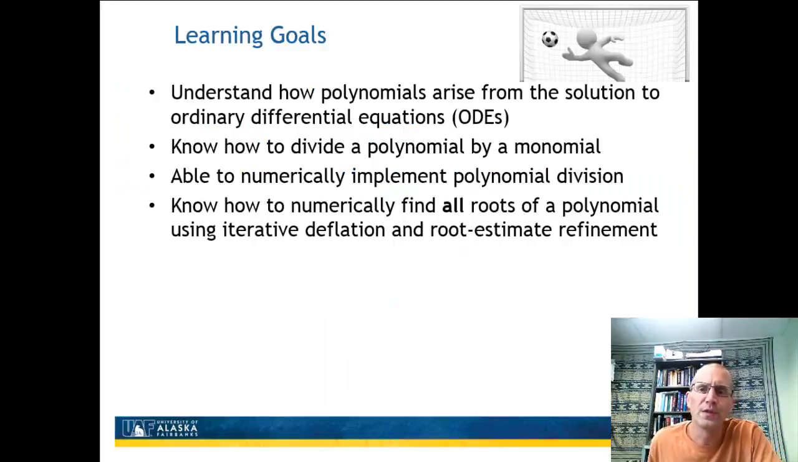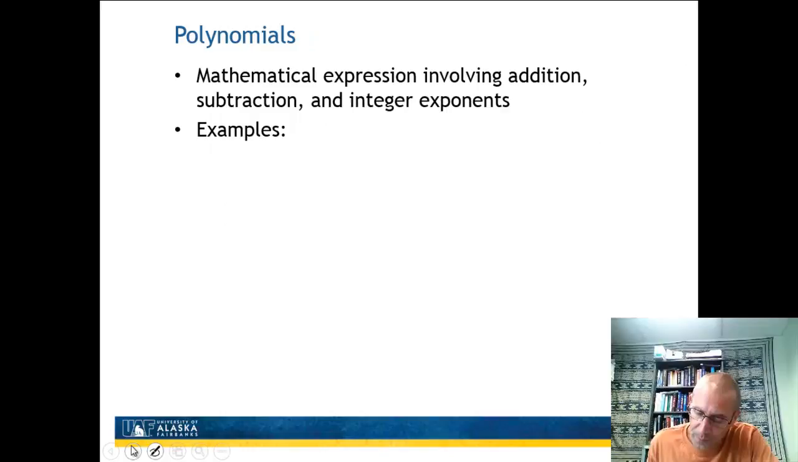So here are the learning goals. At the end of this, you'll understand how polynomials arise from the solution to ordinary differential equations. You'll know how to divide a polynomial by a monomial. You'll be able to numerically implement polynomial division, and you will know how to numerically find all the roots of a polynomial using iterative deflation and root estimation refinement.